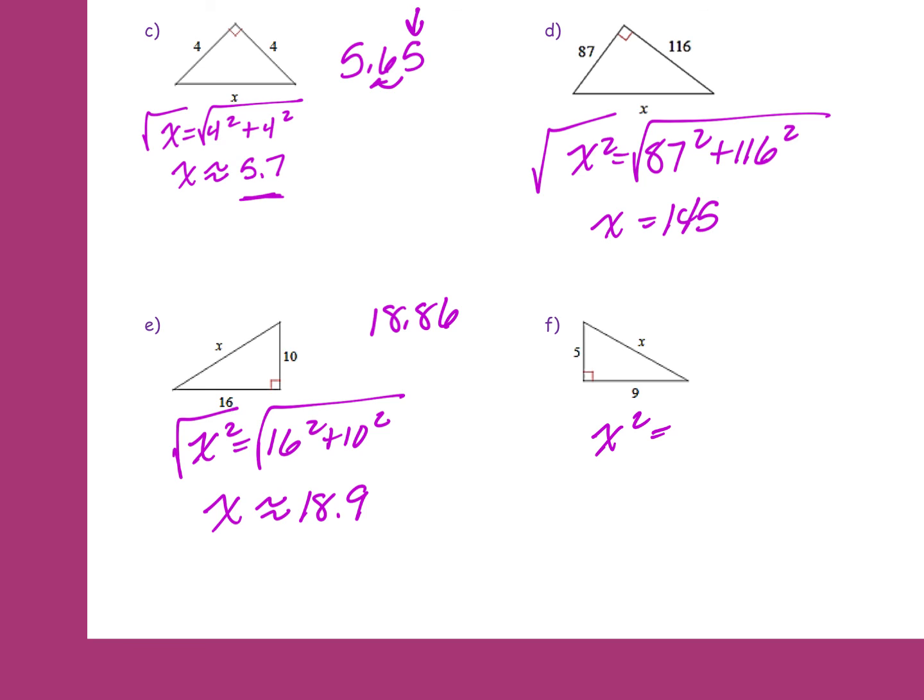X squared equals 5 squared plus 9 squared. So x is probably going to be approximately equal to, I got pi instead of square root. Oops, no. Square root of 5 squared plus 9 squared, approximately equal to 10.3. Again, did you get 10.2? Guess what you didn't do? Round up. Okay, guys, you got to remember, if it's 5 or above, I've got to round up, right? If it's 4 or below, I don't round. Yeah? Okay.